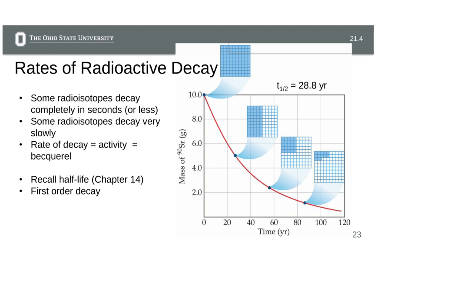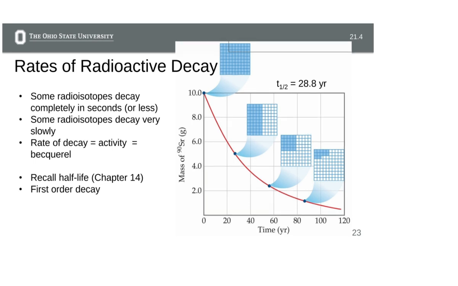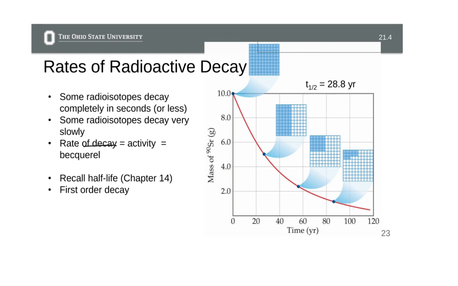The rate of decay, we use a couple of terms here. So you might see rate of decay, you might see activity. I think that is pretty common. You may also see becquerels. Okay. And what we do is we measure the activity in units of curies, which we abbreviate Ci.